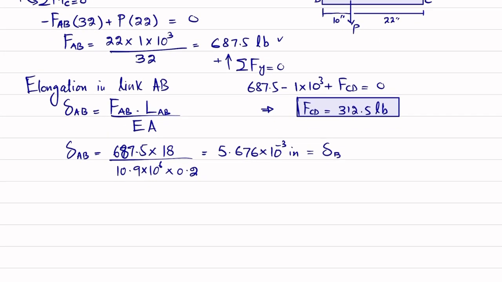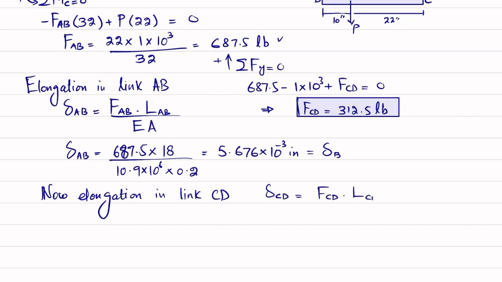Clear? Now the elongation in link CD is represented as change in length of CD is equal to FCD into length of CD divided by E into A, because these are the same material. So E and A is same.